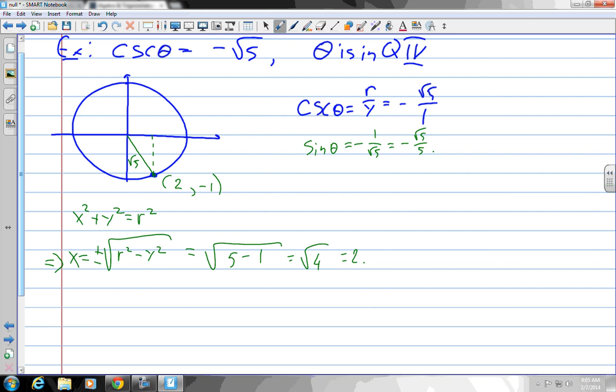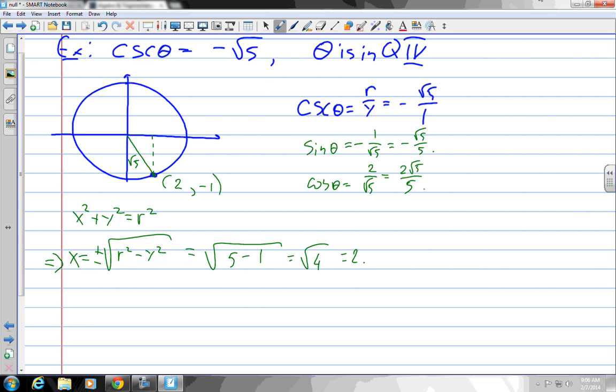And then I can keep going. Cosine theta is x over r, so it's 2 over the square root of 5. Is that okay? Rationalize that. Easy, 2 square root of 5 over 5. And again, I don't know what theta is, and I don't care. I don't need it. I can do the rest of them.